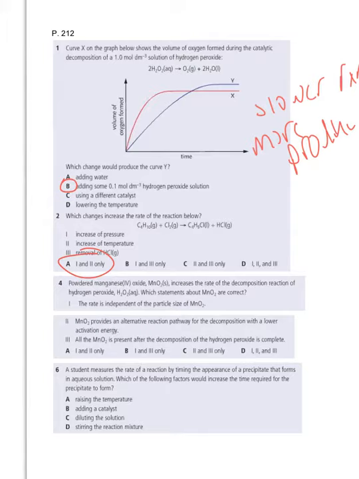Increasing pressure because the collisions pick up on the reactant side, and increase the temperature because collisions will increase as well.